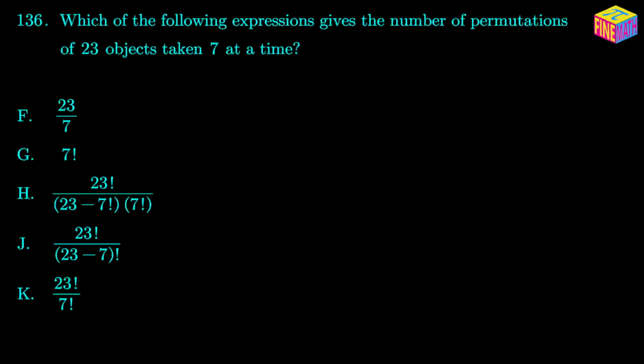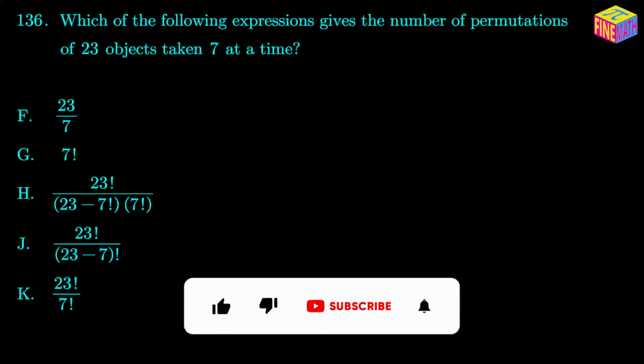Hi everyone, this is the 136th video of the ACT Math Practice Problem series, and here we have a simple problem from the concept of permutation and combination. As I always recommend, before seeing the solution, you can pause the video and give it a try yourself, and after that of course you want to match with my solution.